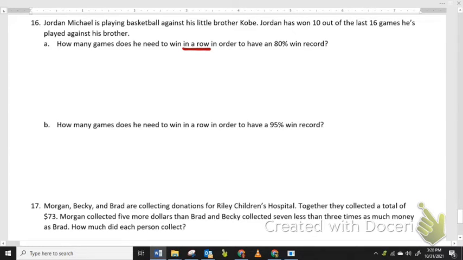All right, so I want to know what his current win record is. So he's won 10 out of the last 16 games. So 10 over 16 on the top. These are the wins. On the bottom, this is the total games. And 10 divided by 16.